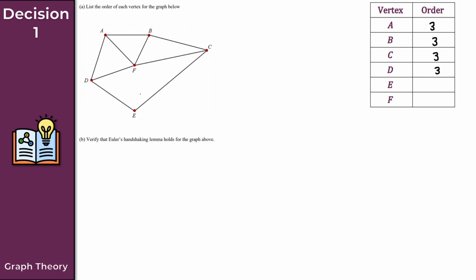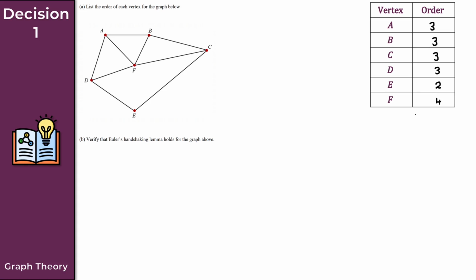Moving on then, vertex E here. So vertex E has order 2 because there's 2 edges here incident to vertex E. So E then has order 2. And then finally, for my final vertex here, F, how many edges are incident to F here? So 1, 2, 3, 4. So vertex F then has order 4.